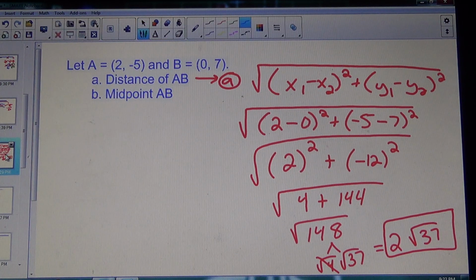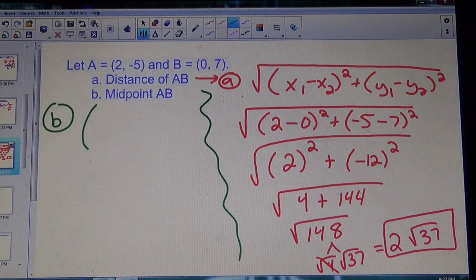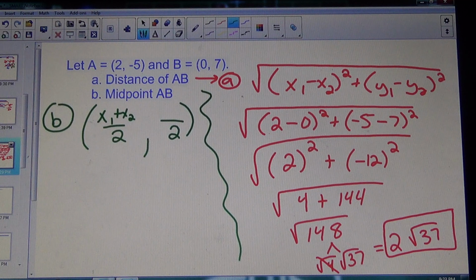The other thing I'm looking for up here is my midpoint. Well, midpoint has a sweet formula. Midpoint means the middle or the average of 2 points. So I'm going to add the 2 points up and divide by 2, which means I'm going to add my x's up here. So x1 plus x2, and then y1 plus y2.